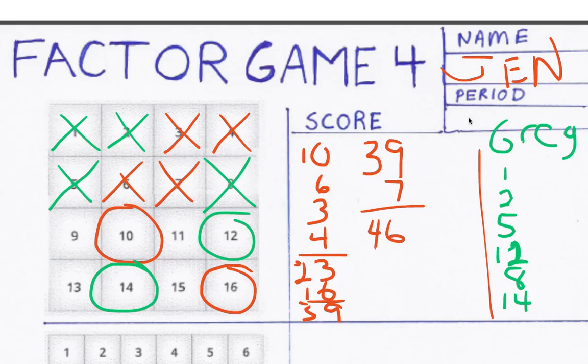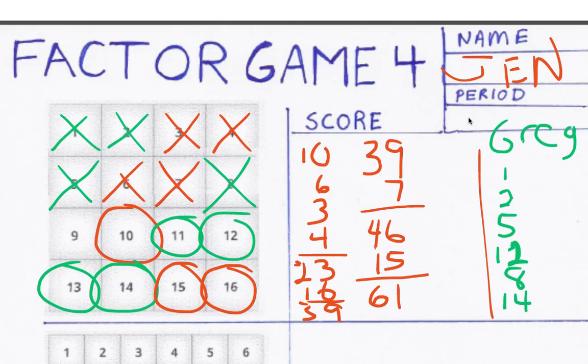Now, if you choose a number that has no factors left, then your opponent gets 2 numbers. So Jen chooses the 15. There are no factors of 15 left. So Greg gets to choose 2 numbers. So he's going to choose 13 and the 11. So Jen's got 61. Greg is going to pick up the 13 and the 11.